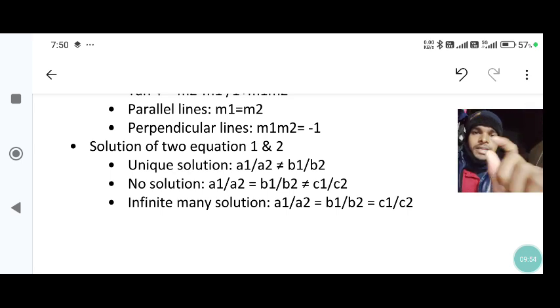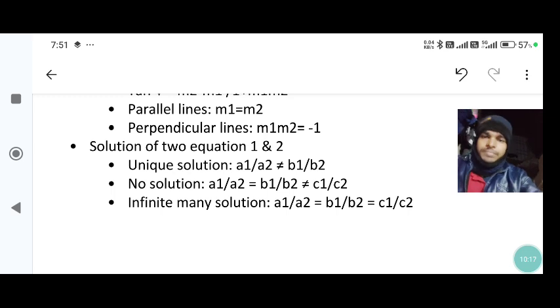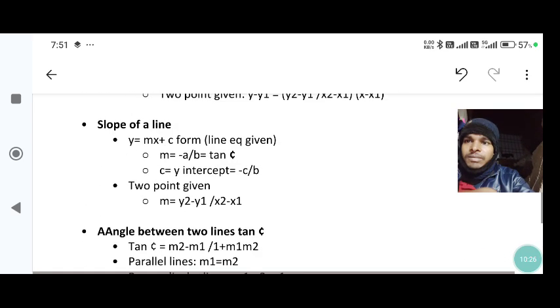Then a1 by a2, the ratio of the coefficients, is not equal. The ratio of the starting coefficients is not equal. Then there is no solution when the ratio of the second coefficients b and c is not equal. And if the ratios of the coefficients of all a, b and c are equal, then there are infinitely many solutions. So here is the end of today's coordinate geometry section, and we will meet you in the next video.